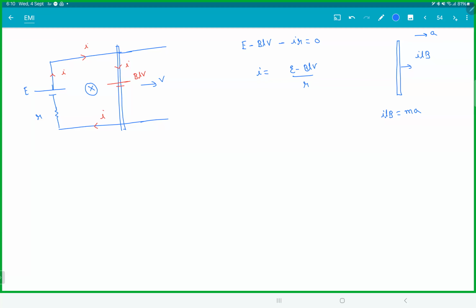Substituting I there. Hey, wait, what did I do? You wrote minus BL instead of B. Yeah, into LB. Then it is M into dV by dt. And it is fine. This is dV by (E minus BLV) is BL dt by MR. Yeah, done. Integration 0 to V and 0 to time.